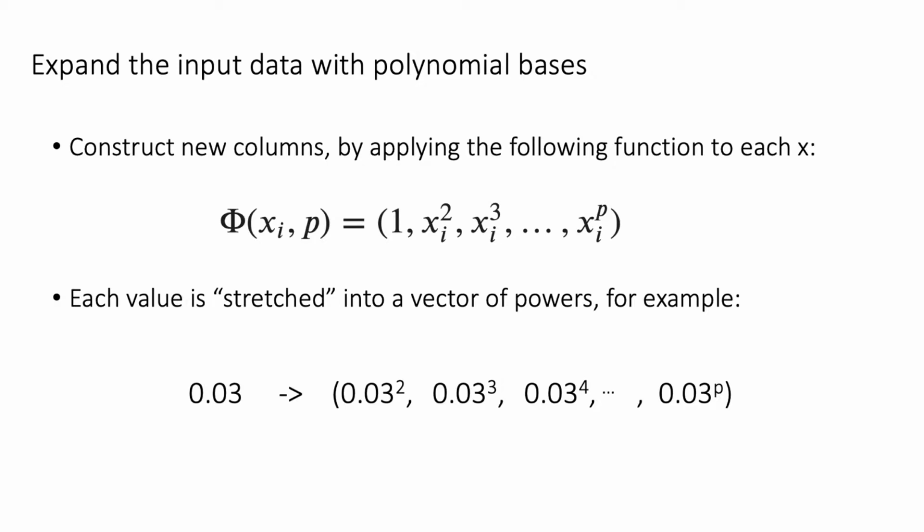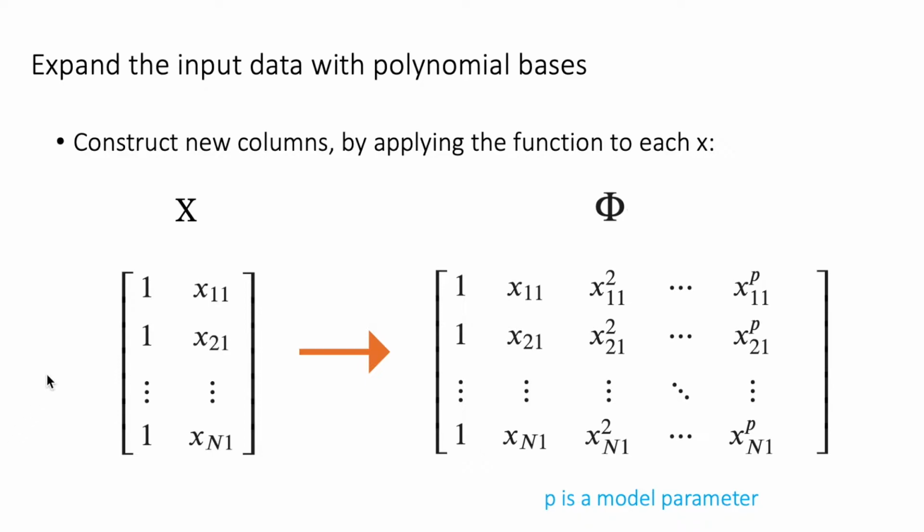So the trick here is that we just need to expand the input data with polynomial bases. What it means is that we use the function phi, which we can see here, that grabs one x and expands it to some given degree. Then we have a stretched version of one number into a vector of powers. So at the end, this matrix that has one data column can be transformed into a much bigger matrix where each column has an exponent, an exponential version of the original data. Of course, this could be applied to data matrices with more columns, but for tutorial purposes, we are going to use one, and P is some model parameter.